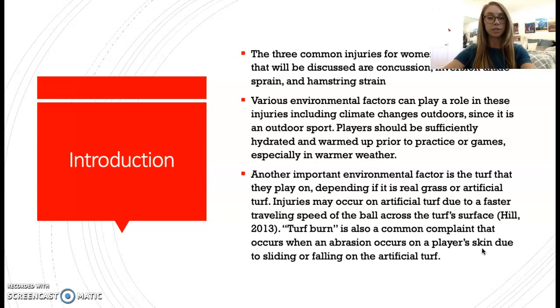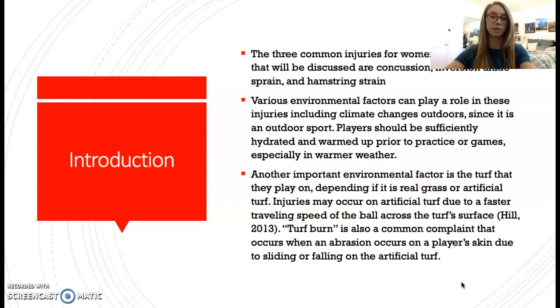There are so many other injuries that can occur, especially with women's soccer players, but these tend to be the most common seen every day. And there are different environmental factors that can play into it, such as the climate, since it is an outdoor sport. It can be very hot, cold, rainy, snowy, humid. That can play into a lot of different injuries, as well as the conditions they're playing on.